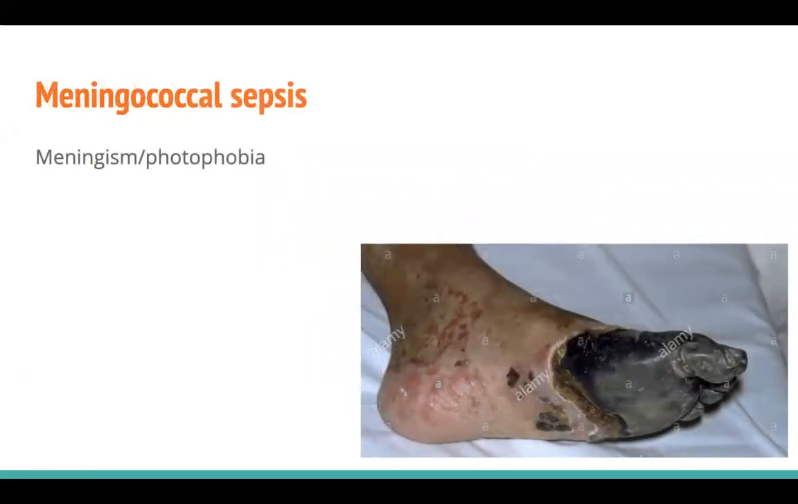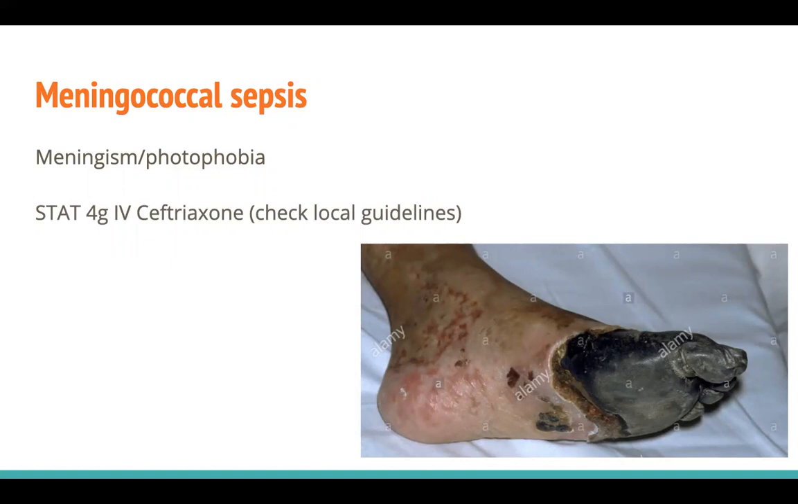Briefly talking about meningococcal sepsis, it's important to know that you can get meningococcal sepsis without meningitis. But often it's important to look for meningism or photophobia because you can get them together. The patient needs a stat 4 grams of IV ceftriaxone. The quicker the antibiotics are administered, the lower the mortality rate with meningococcal sepsis.